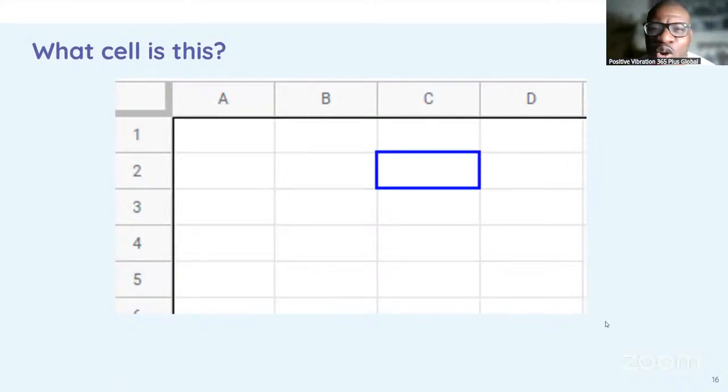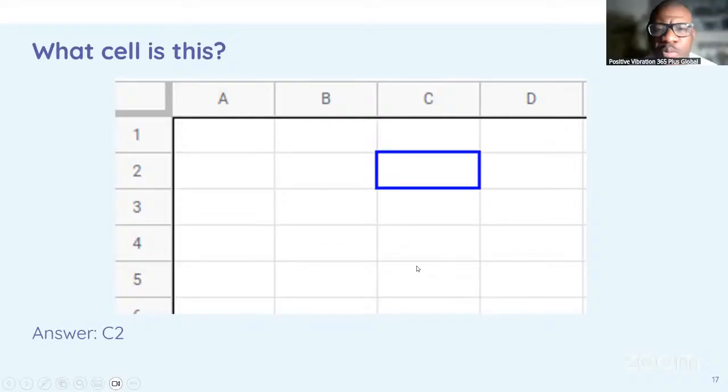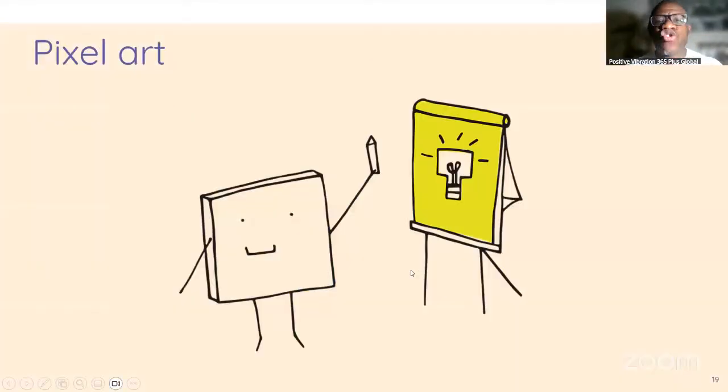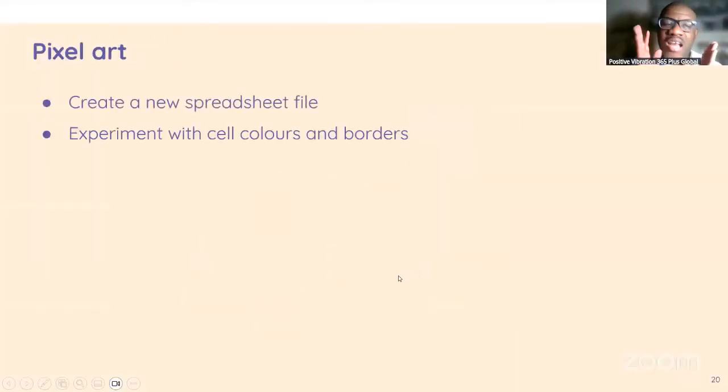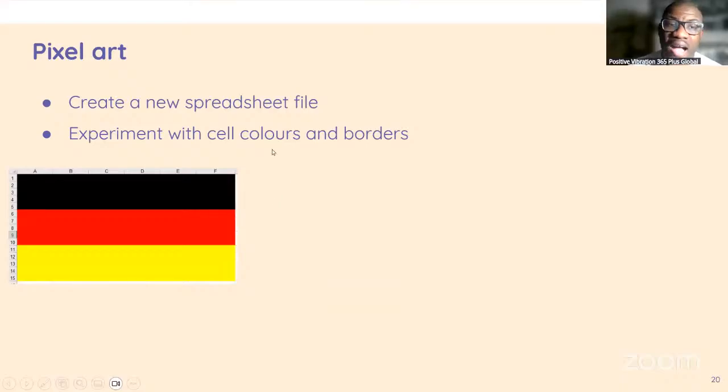How about Genobe? Tell me which one is highlighted on screen. C2, sir. Very good. Fabulous. All right. So now that we have an understanding of what cells are and what cell references are, we want to move into an activity.